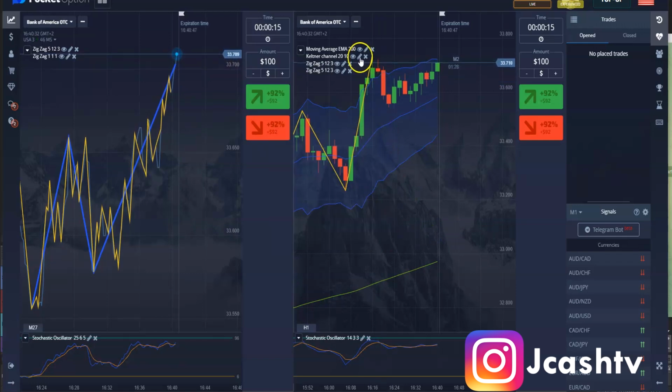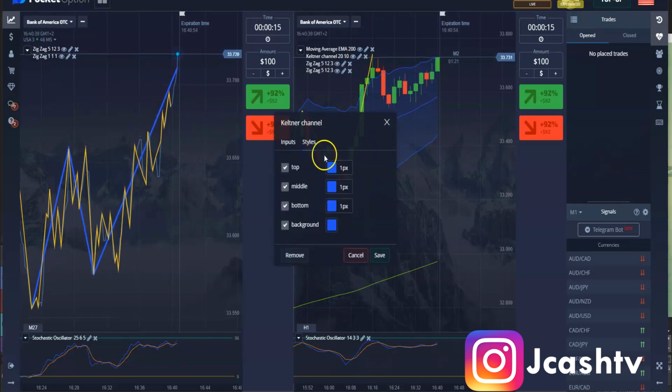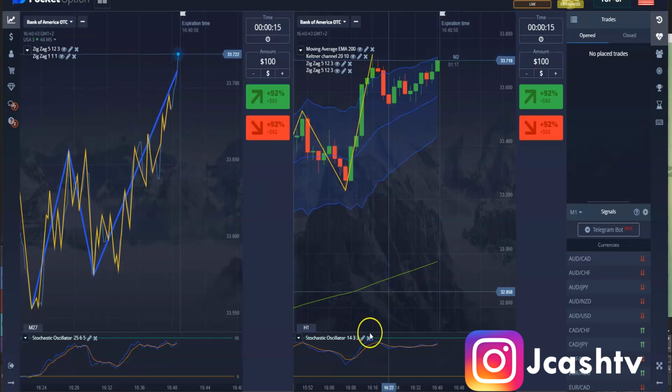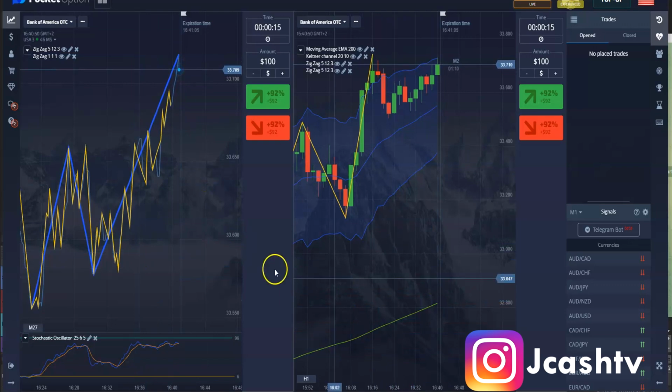So boom. Keltner channel, 20, 10, and 2. Styles, you keep that the same. And then don't worry about this stochastic. I should just take that off because I don't even need that over there. And so that's pretty much the entire setup of how I got it, so y'all can follow along whenever y'all are doing this.